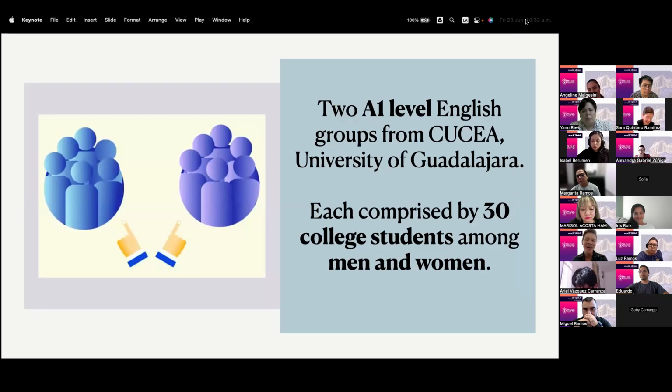So we are going to have two A1 levels, both from CUSEA, from University of Guadalajara, where I work. Both groups are comprised by 30 college students, among men and women. The age is around 18 and 20. I don't want to confirm just right now. Oh, they are exactly between 18 and 20. Why? Because the semester is going to start in a couple weeks, in August. Yeah, so until August, I'm gonna know the real age.